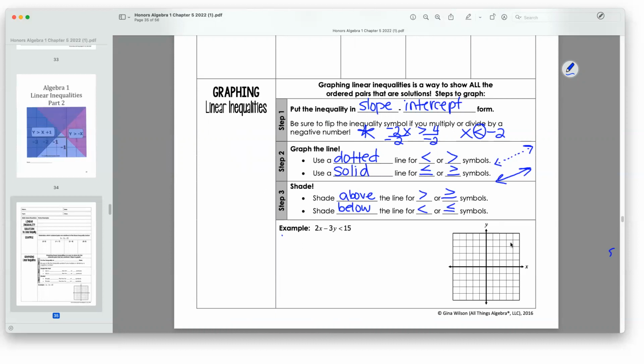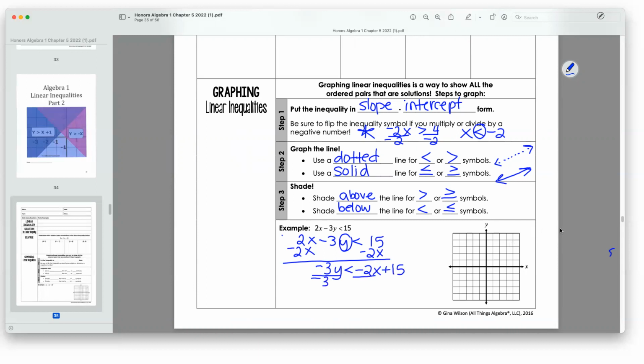For example, the example that they give us is not in slope-intercept form, so the first thing we have to do is take this inequality, which again, it's an inequality because of the less than symbol, not the equal sign, and we have to solve it for y. So this brings back all of our skills we already have. We know how to do that. Let's subtract 2x from both sides. We get negative 3y is less than negative 2x plus 15.